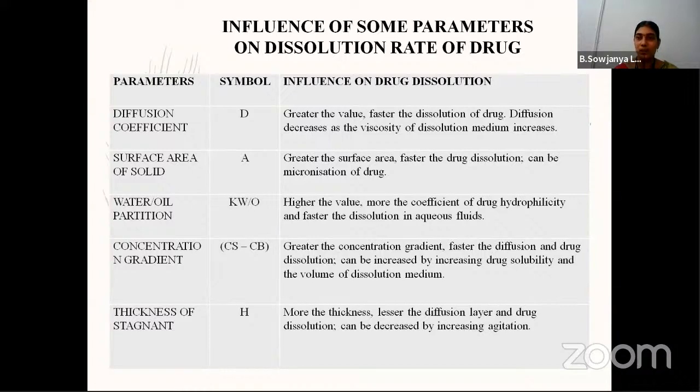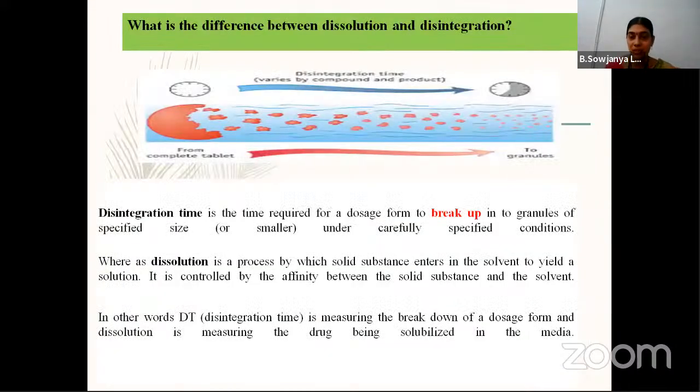For water and oil partitions, the K o/w or K w/o values are the partition coefficients; the higher the coefficient, the more hydrophilic the drug and the faster the dissolution in aqueous fluids. And also the concentration gradient: the greater the concentration gradient, the faster the diffusion and drug dissolution, increasing drug solubility. For thickness, the more the thickness of the diffusion layer, the lower the dissolution. And what is the difference between dissolution and disintegration?